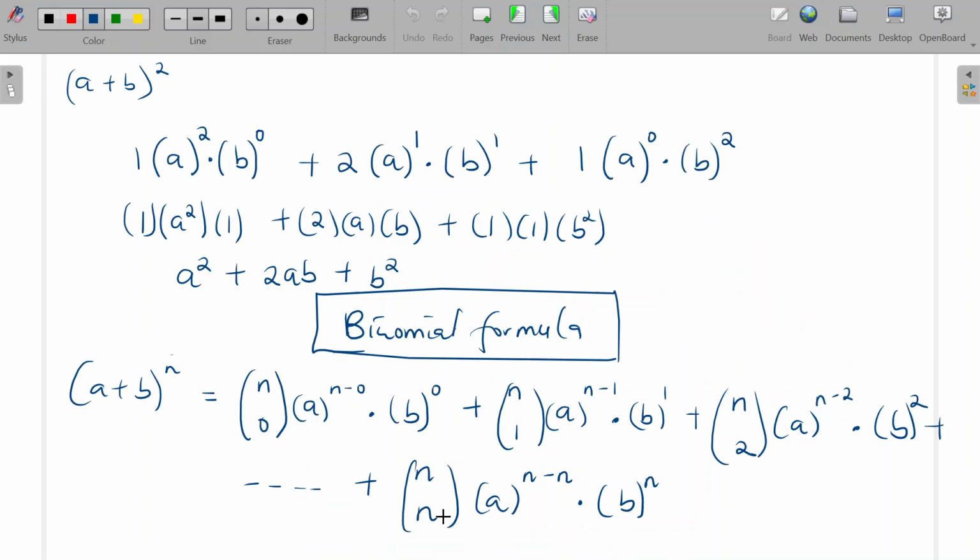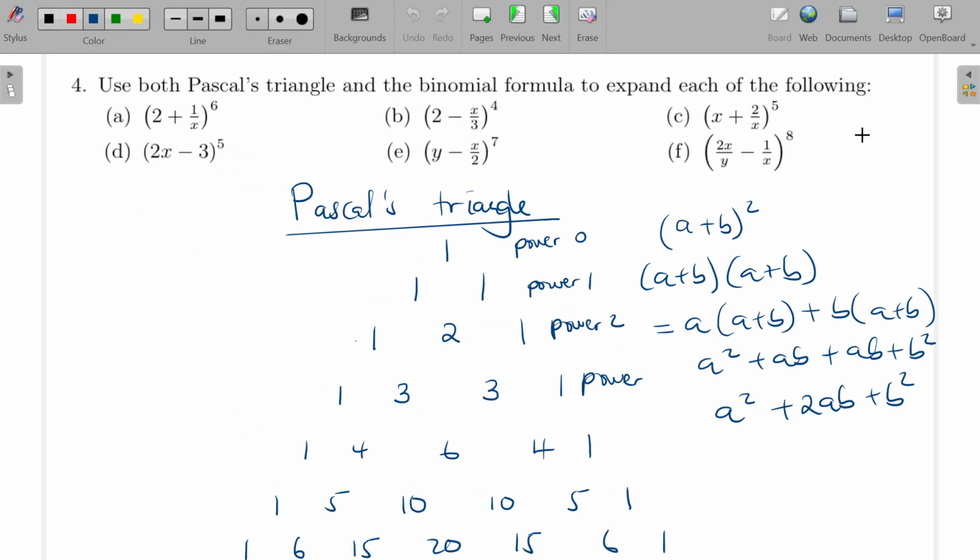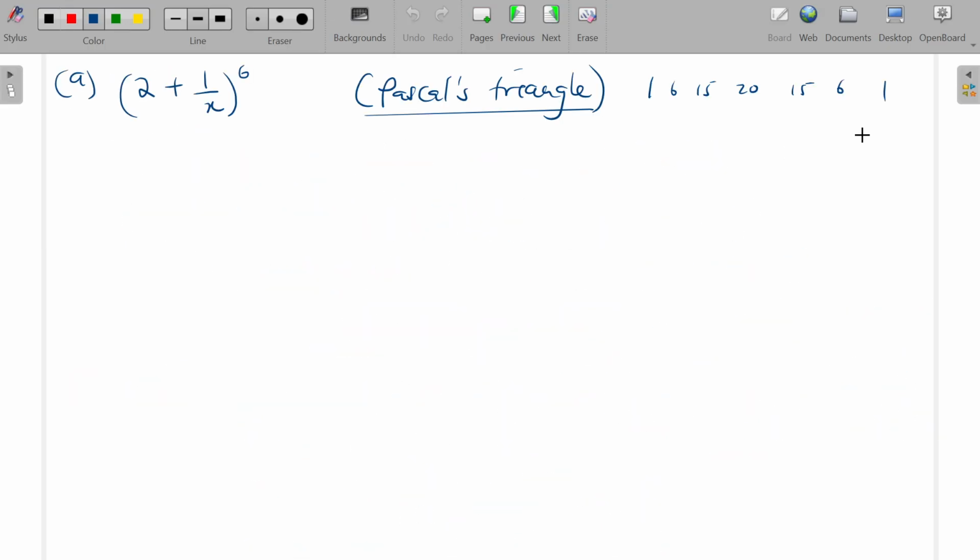So we are going to get 1, 6, 15, 20, 15, 6, 1. Okay, so that's the set of values we're going to get. Now starting with the first one, I'll say 1. So I'll get the 1, and I'll get the first component, which is 2. I'll raise it to power 6.